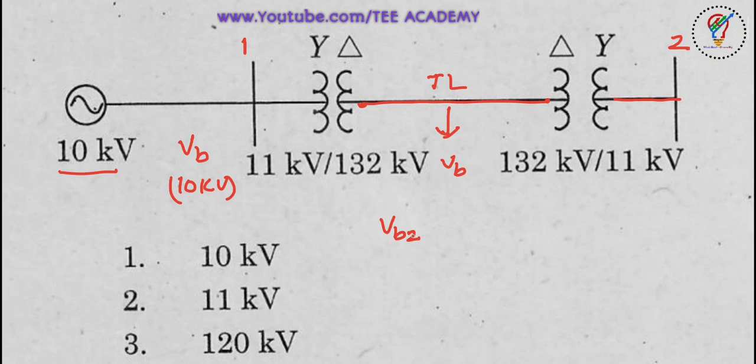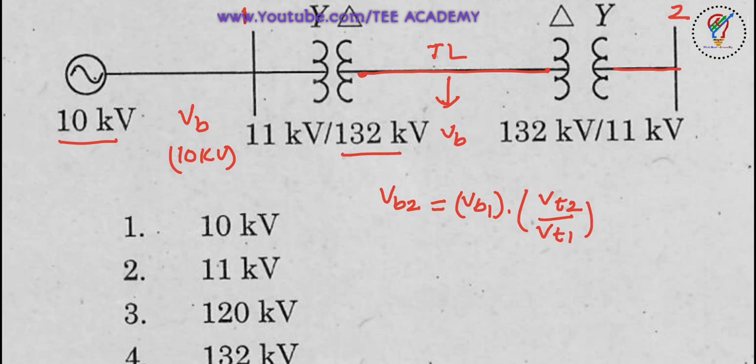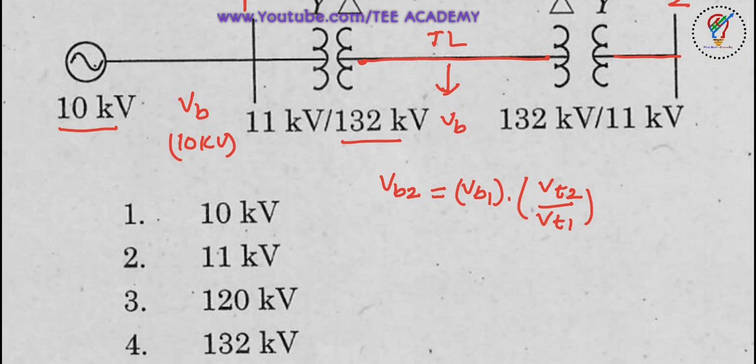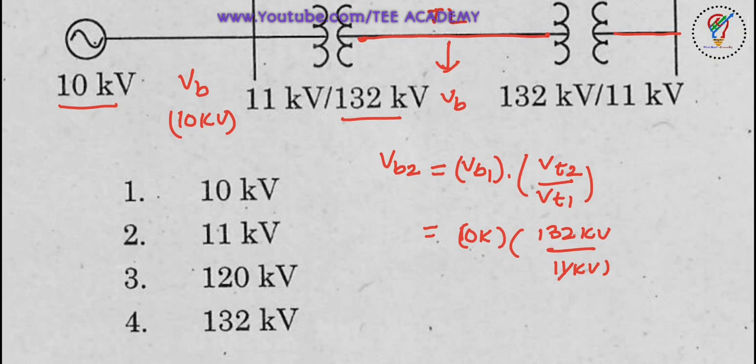So VB2 is equal to the primary base voltage VB1 into, now here the next transformer is there, so because of the transformer we'll take the rating of the transformer, VT2 divided by VT1, or I can take it from the number of turns. Both are valid. Now VB1 is how much? 10 kV base into VT2, which is 132 kV, divided by VT1, which is 11 kV. Now, 132 by 11 is 12.